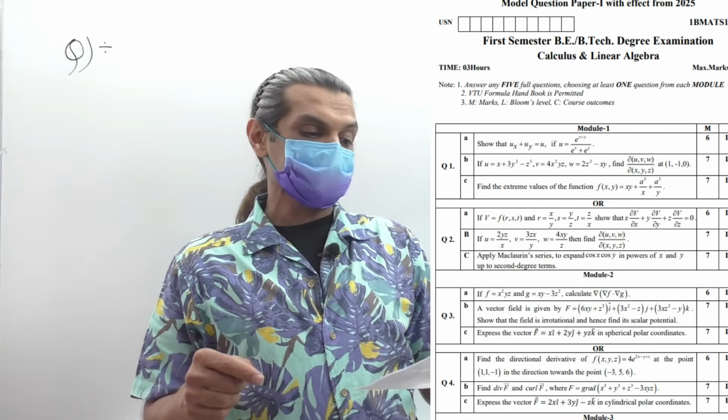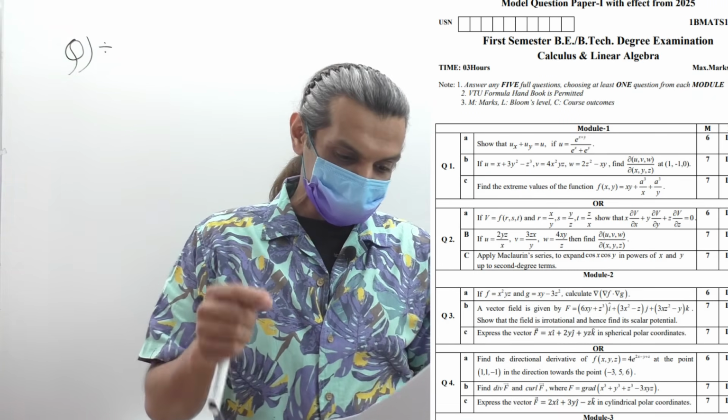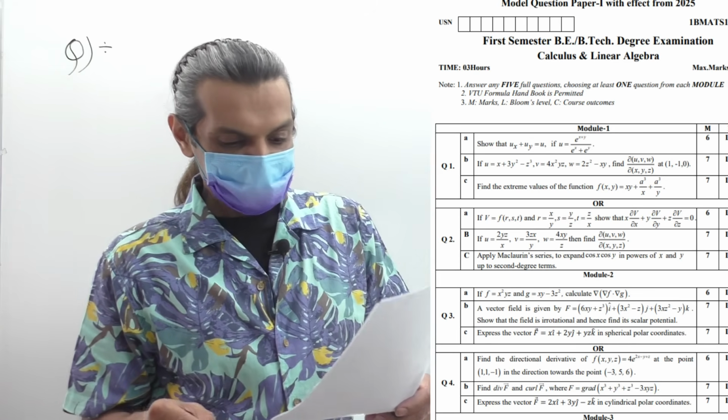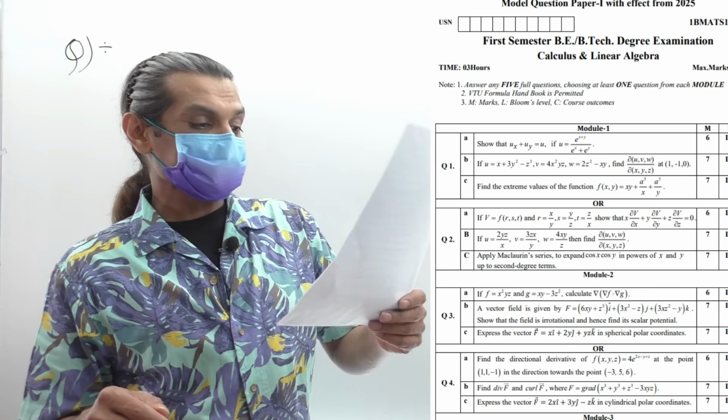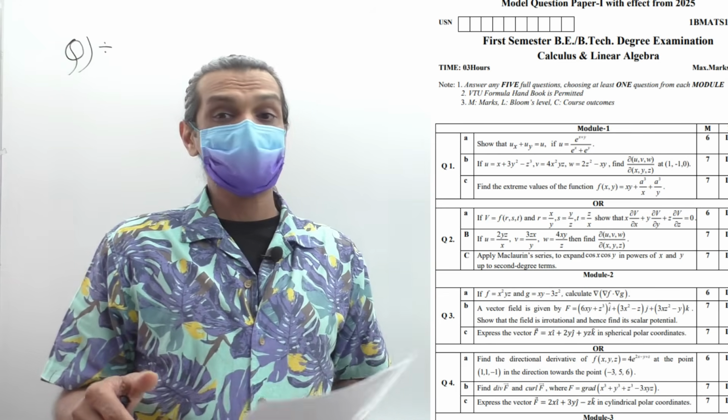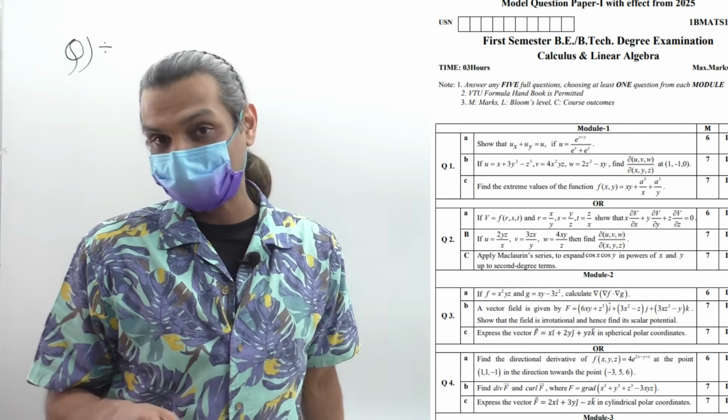Now, this question number 3b: a vector field is given by f is equal to 6xy plus z cube into i plus 3x square minus z into j plus 3xz square minus y into k. Show that the field is irrotational and hence find its scalar potential. A very, very important question.